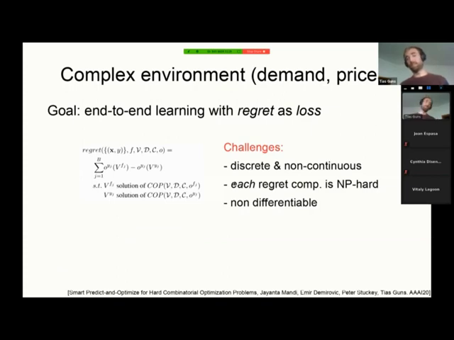Another complicating thing here is that each regret computation requires solving an optimization problem, which may be NP hard. For example, in scheduling, we're solving NP hard problems all the time, so we have to do this for each one, as well as being non-differentiable in general. So how can we still use something of the task loss as regret?